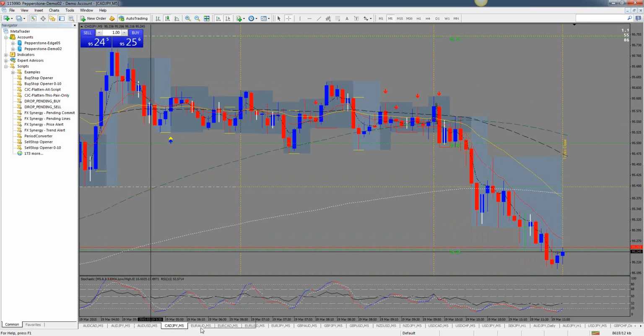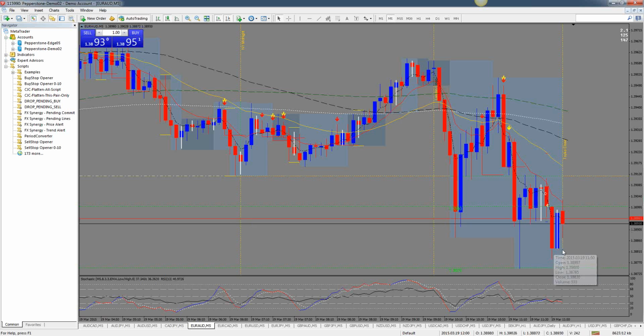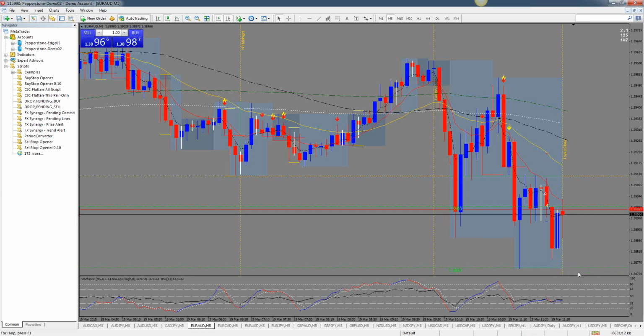Pending order. All right, so there's an inside bar here that would be on the Euro Aussie. That would be a good opportunity for a short.